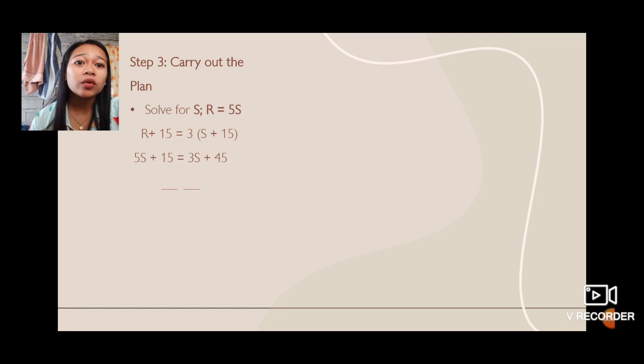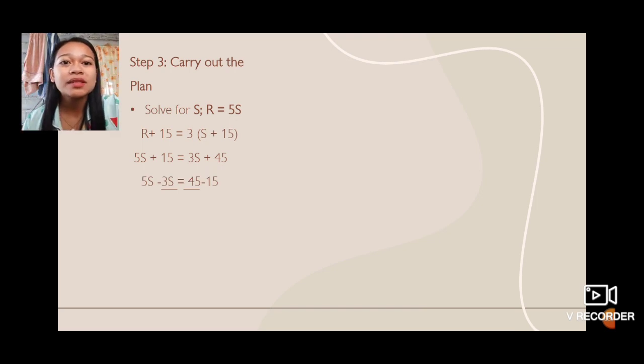And we all know that R is equal to 5S. So we are going to substitute the value of R, which is 5S, into the second equation. Then we are going to transpose the 3S on the right side to the left side, so that magiging 5S minus 3S na siya is equal to 45 minus 15. Then yung constant naman is itatranspose natin siya sa right side. Then we have 2S is equal to 30.